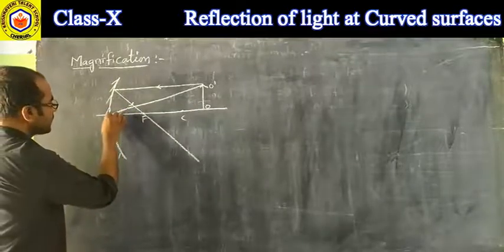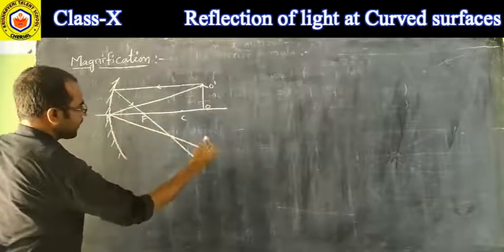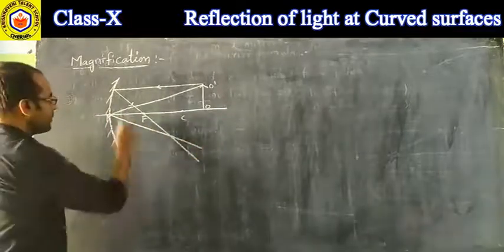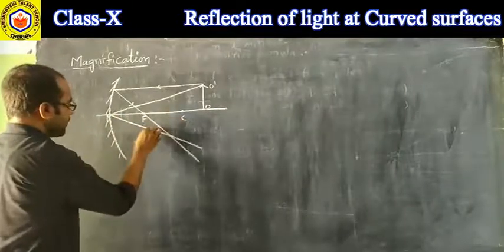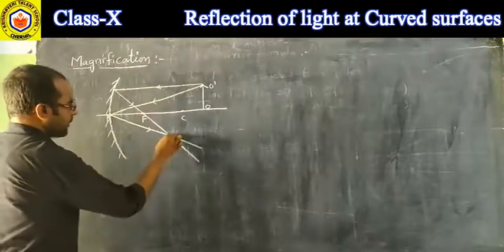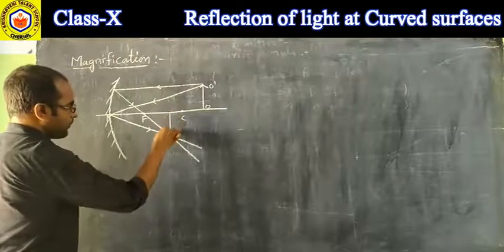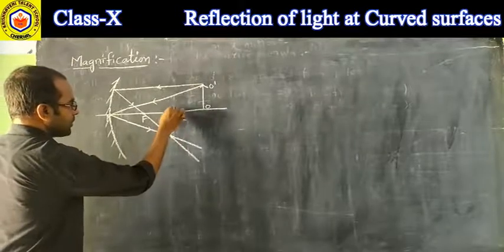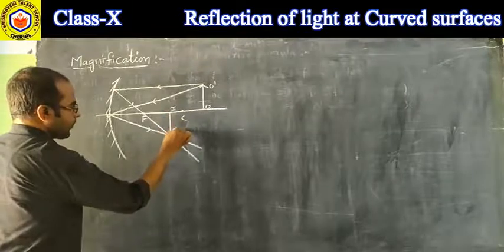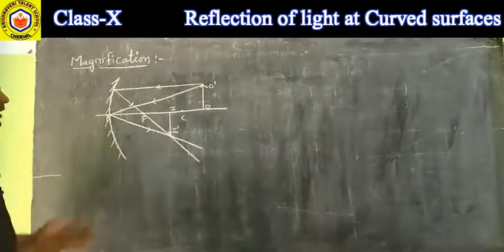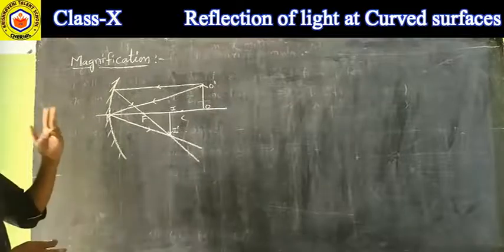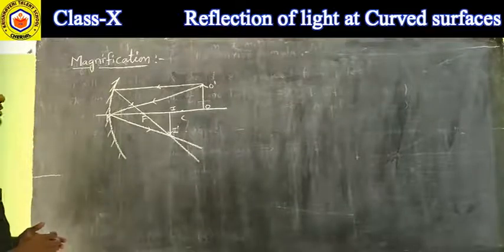After reflection, it makes the same angle with the principal axis. So this is the reflected ray and this is the incident ray, and here the image will be formed, which is I dash. And from this diagram we can get two similar triangles.